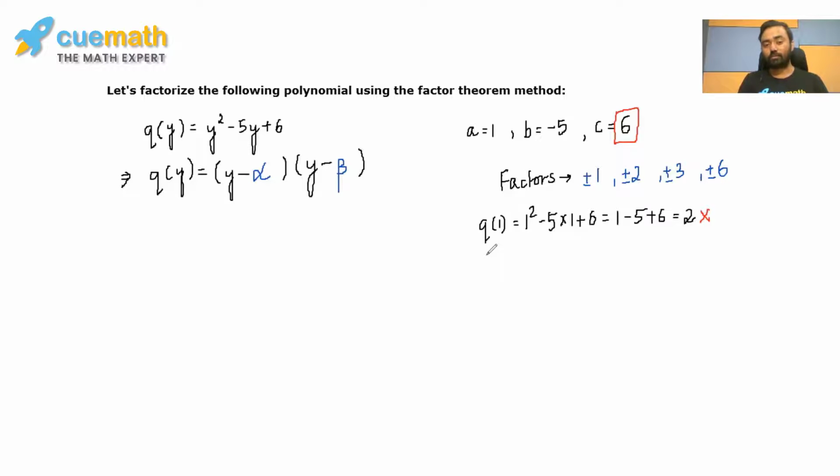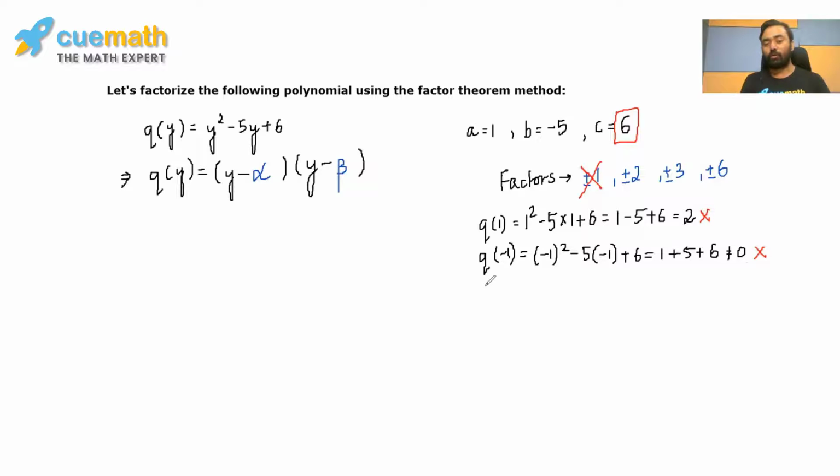Let's move on to the next one, q of negative 1. So q of negative 1 means negative 1 square minus 5 times negative 1 plus 6, which equals 1, negative 5 times negative 1 is plus 5, plus 6. As you can see, this is also not equal to 0. Hence, negative 1 is also not a root of this polynomial. So plus minus 1 is ruled out.